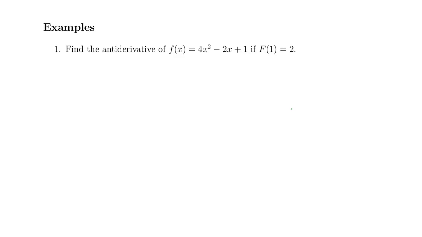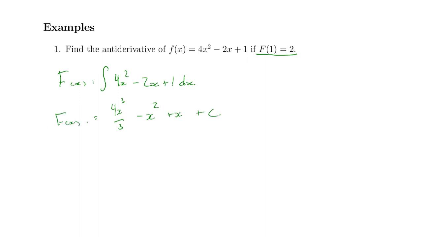Let me show you what I mean. So we're going to find the antiderivative of this function here, but we're also going to be given this. This is our initial value, we'll call this. The first half of this problem is going to act exactly the way that you'd think. We're going to say capital F of x is equal to the integral of 4x squared minus 2x plus 1 dx. If we want to find the antiderivative, we're going to use this integral stuff. The antiderivative of 4x squared is going to be 4x cubed over 3. The antiderivative of 2x is x squared, and the antiderivative of 1 is x plus c. So this is our capital F of x function.